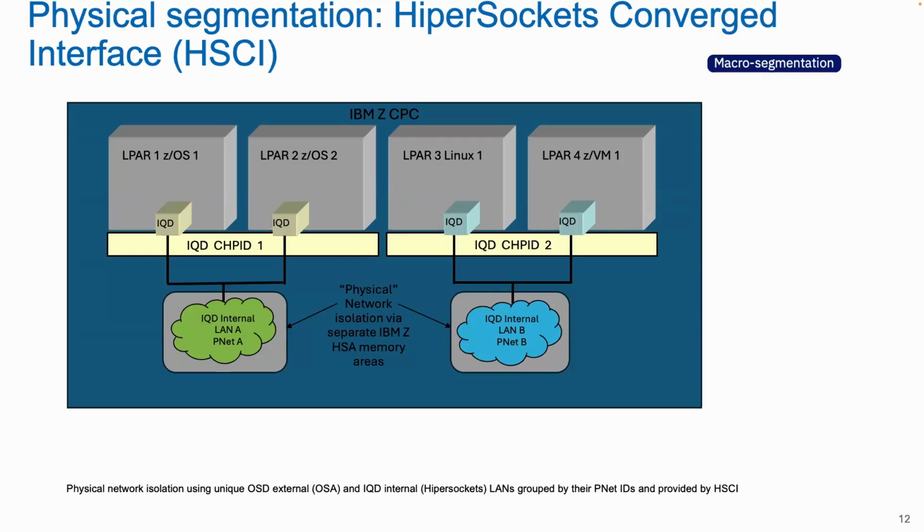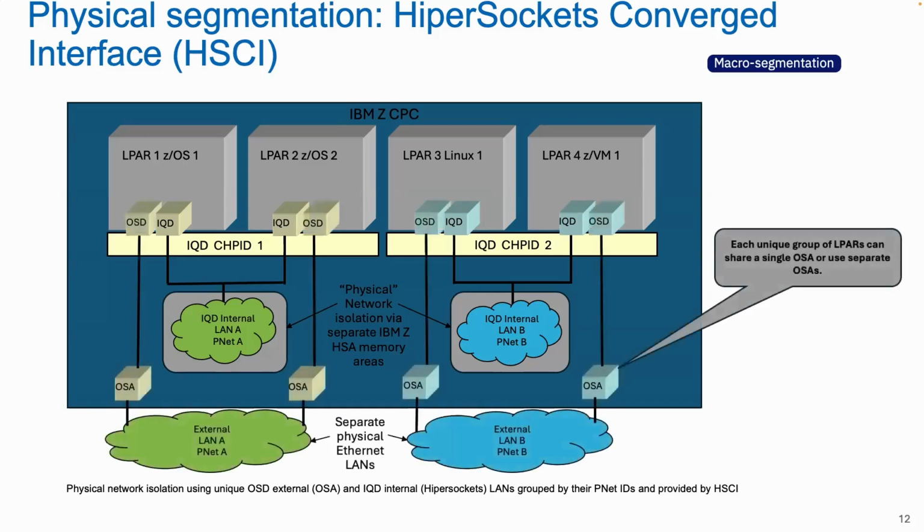With the converged interface, now there's a single IP address that represents both devices. And dynamically, we determine, based on what endpoint we're trying to reach, whether we use the OSA or the HyperSockets interface. So in this example, if LPAR1 wanted to talk to LPAR2, we would use a HyperSockets interface. If LPAR1 needed to talk externally, then it would use the OSA interface and go out to the switch and out to the network to get to it. So that combines both of them, but you can still provide isolation even though you're combining both of them.